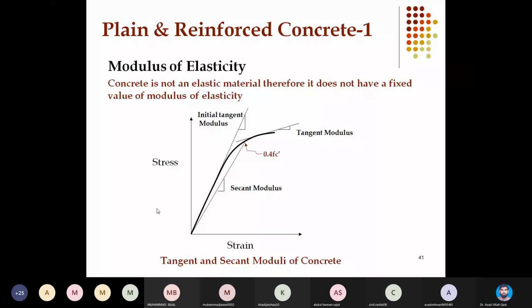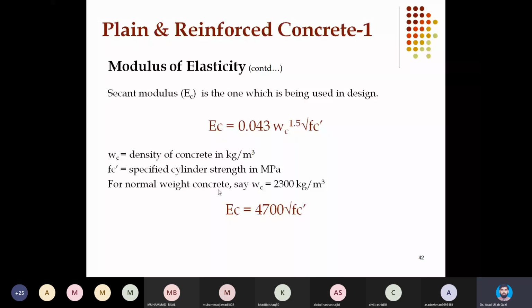So based on that, the E value, which is the slope of the line, will be calculated, and the stress strain curve will be used to determine these moduli. And ACI has also proposed an equation to determine the secant modulus, which relates the modulus with the density and with the compressive strength of the concrete, under root of f'c. So this Ec equal to 4700 into under root of f'c is normally used to determine the secant modulus of concrete.